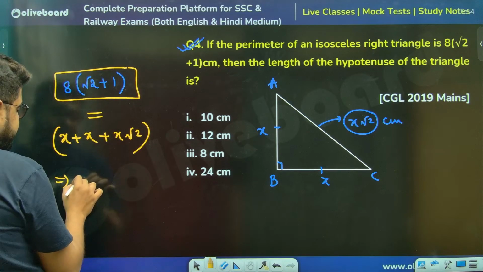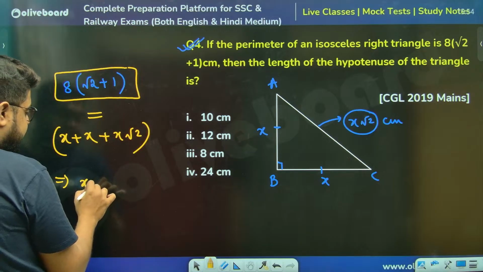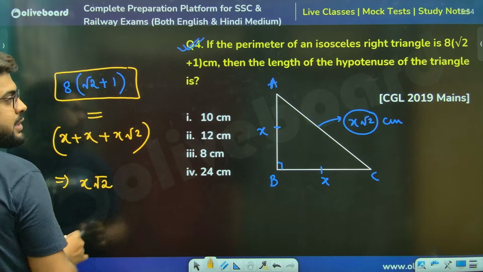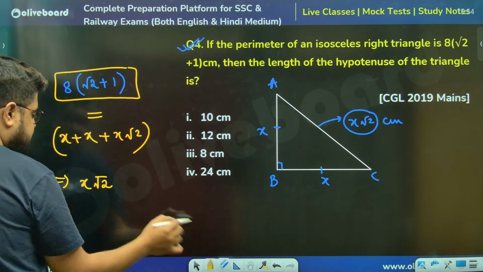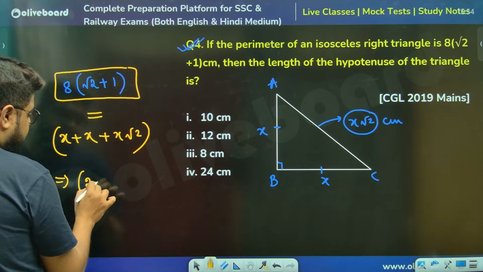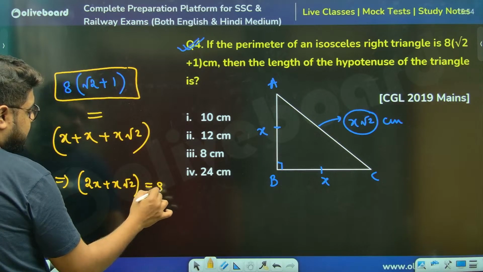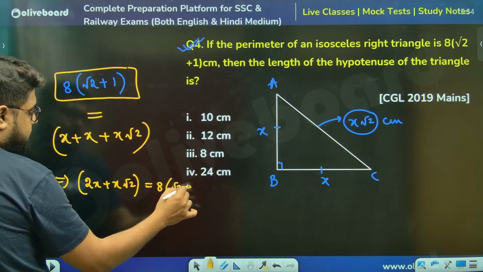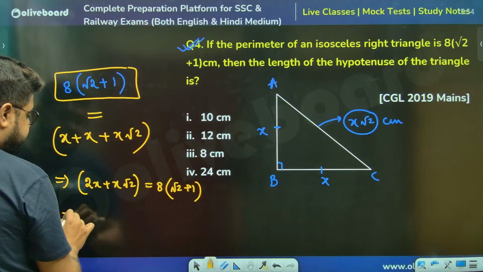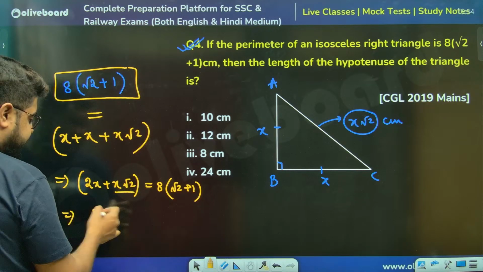So 2x plus x root 2. x I can take common. Even root 2 I can take common. Acha, chalo, let's not jump steps. It is 2x plus x root 2, that is equal to 8 root 2 plus 1. From here, can I take root 2 x common or x root 2 common?